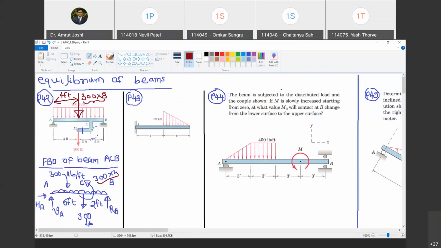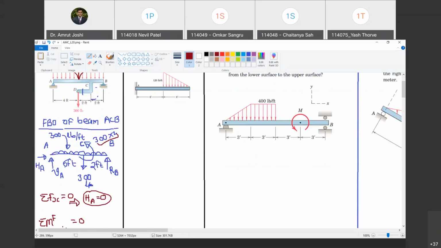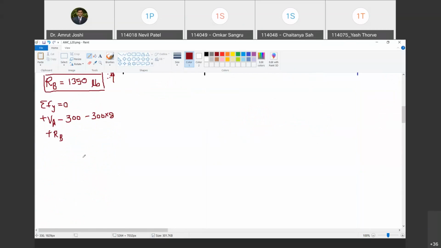And what about this moment? Moment cannot be added to forces. Apples cannot be added to oranges. Only the quantities which have the same units can be added amongst one another. So moment is not to be considered in summation Fy equal to 0. So this has to be equal to 0. Now what is the value of RB? RB we have already found to be plus 1350. So substitute it and tell me what is the value of VA.